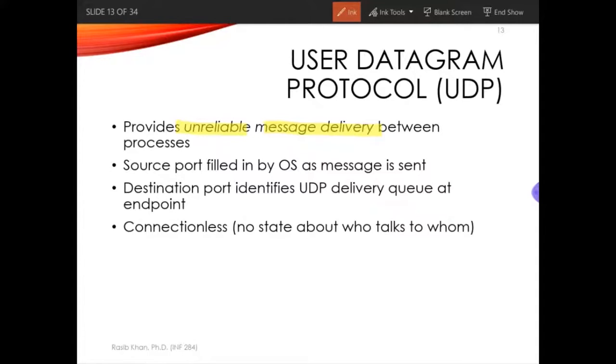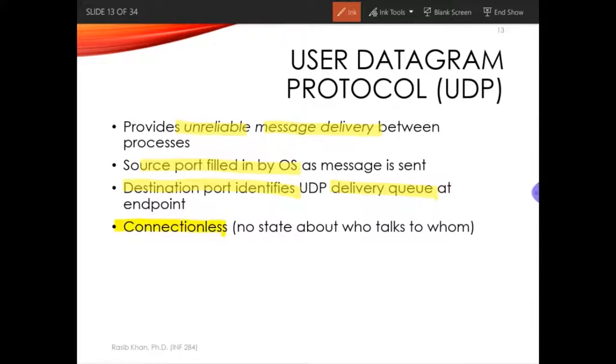So the source port is filled in by the operating system as the message is being sent, and when it reaches the destination, the port is allocated by the operating system on the destination host, and it goes into a queue from where it is distributed into the specific application.